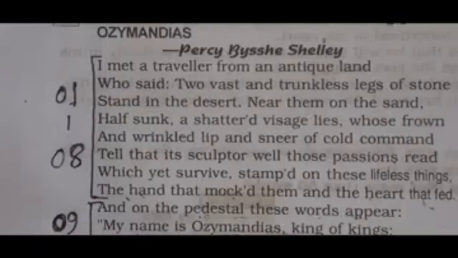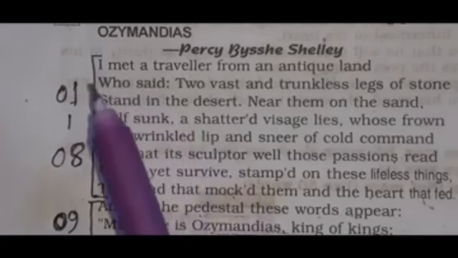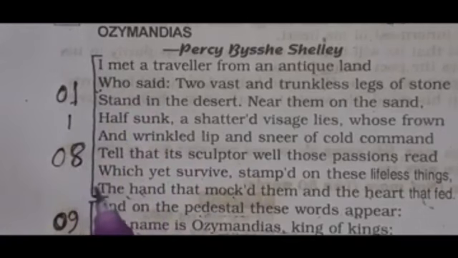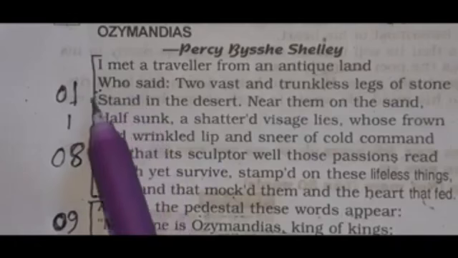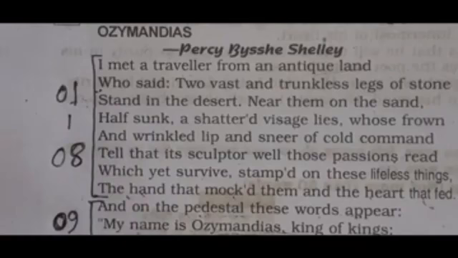For your better understanding, I divide the poem into two parts. First part line 1 to 8 and the last part line number 9 to 14. So let's know about line number 1 to 8 in detail.